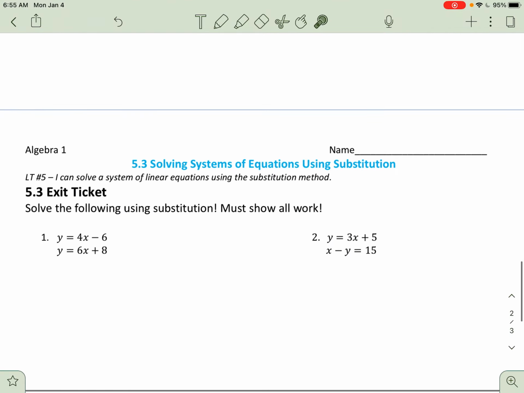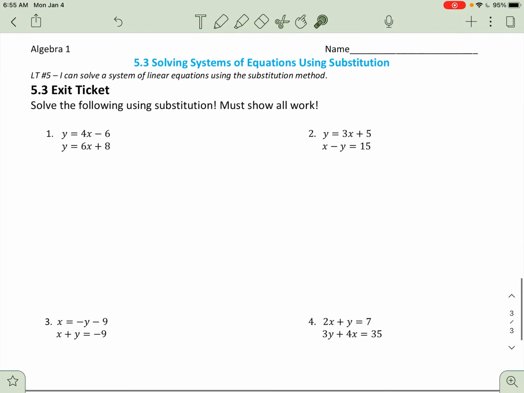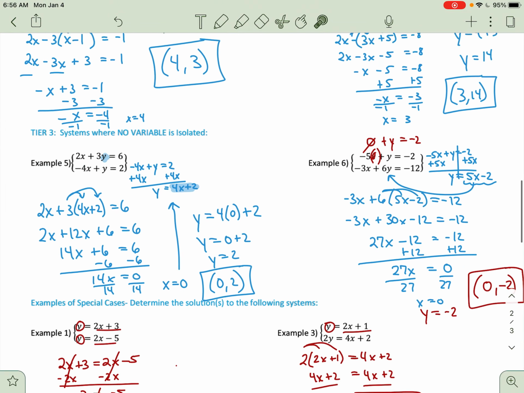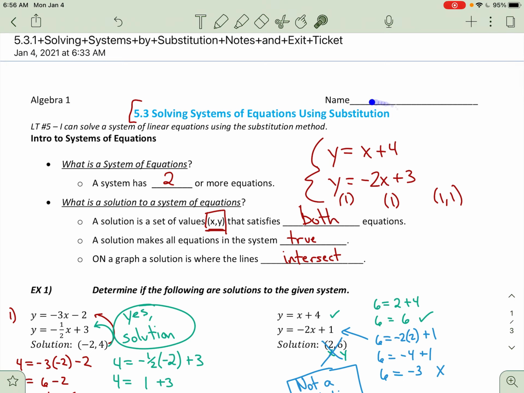Okay. So at this point, I want you guys to go ahead and try this exit ticket. Send me a Canvas message if you have any questions. Again, the skill you're using today is called the substitution method. You're solving systems using substitution. Let me know if you have any questions. I'll see you guys in class.